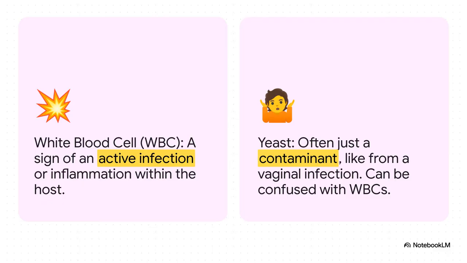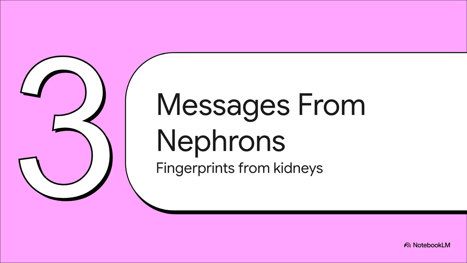Okay, now this is a classic exam-style trap. You're looking down the scope, and you have to differentiate a WBC from yeast. They can look super similar, but their stories are completely different. WBCs tell you there's a host response, an immune reaction. Yeast, on the other hand, is often just a contaminant, maybe from a vaginal infection. You mix these two up, and your whole investigation could go off in the completely wrong direction. So be careful here. All right, let's move on.